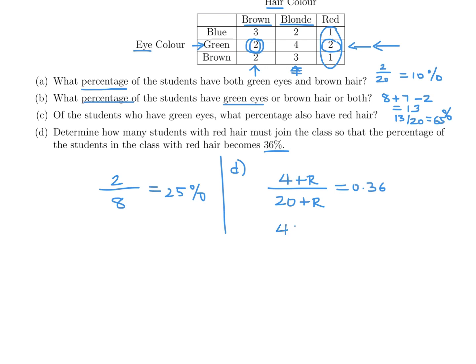Cross multiply, and we get 4 plus R is 7.2 plus 0.36 R. And then just do some algebra here. This is going to be 3.2. This is going to be 0.64 R. And then when you divide through, you will get R equals 5. So 5 is the number of students with red hair that must join the class so that the percentage of the students in the class with red hair becomes 36%.